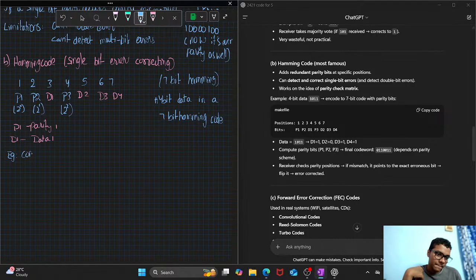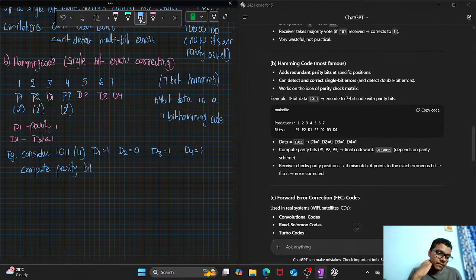Example, consider 1011. What is it? This is 8 4 2 1, right? 8 plus 2 plus 1 is 11. Now D1 is equal to 1, D2 is equal to 0, D3 is equal to 1, D4 is equal to 1. Compute parity bits. How do you compute parity bits in Hamming code? Let's see that.